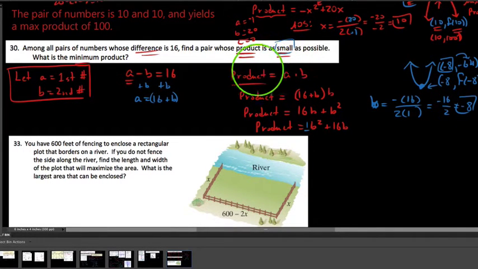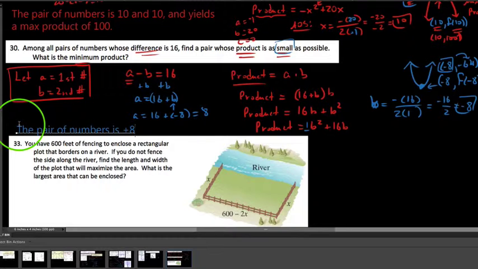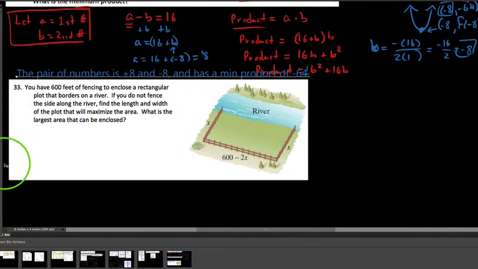So to answer the rest of our question, we would say, well, okay, if b is negative 8, what's our a value here? Well, all we have to do is plug this back in right here, and what we get is A equals 16 plus a negative 8, which in other words gives us an 8. And so again, to give a solution here, typed out in words, we would say the pair of numbers is positive 8 and negative 8 and has a min product, oh my goodness, of negative 64. I wrote on top of that stuff, you guys. I hope you can handle that, because I don't even know if I can handle it.